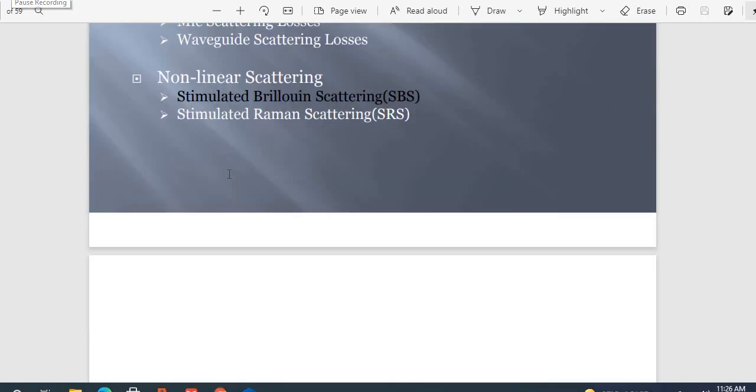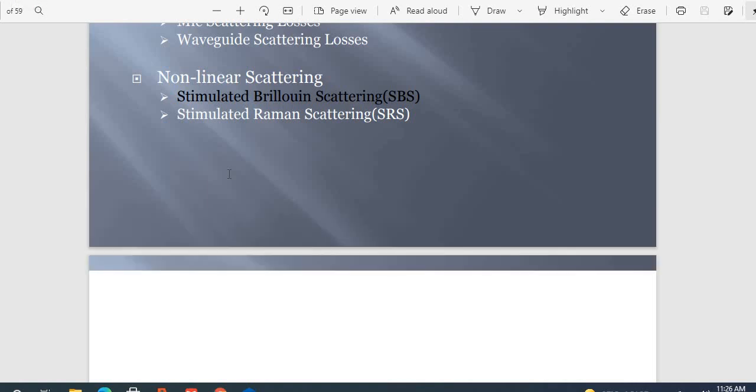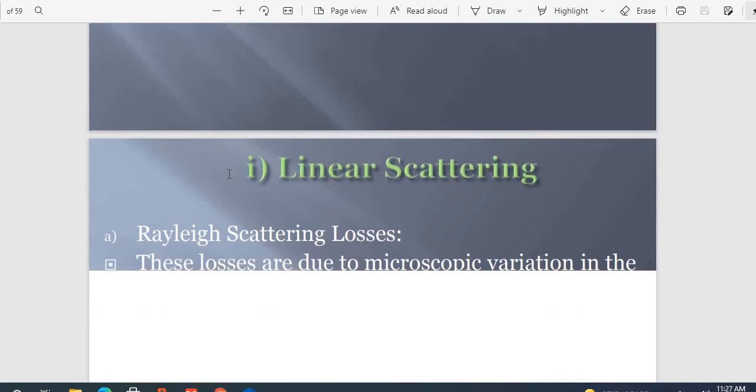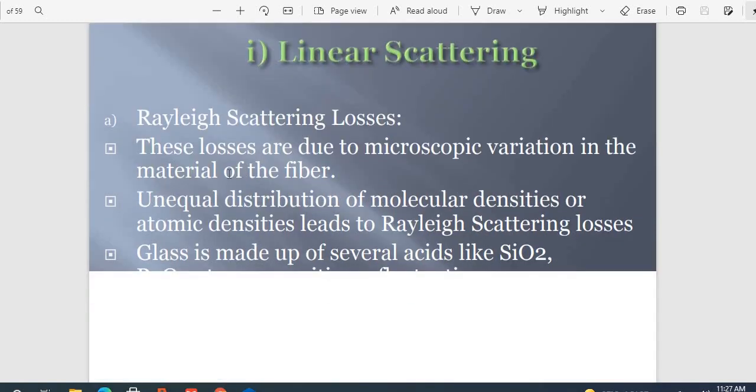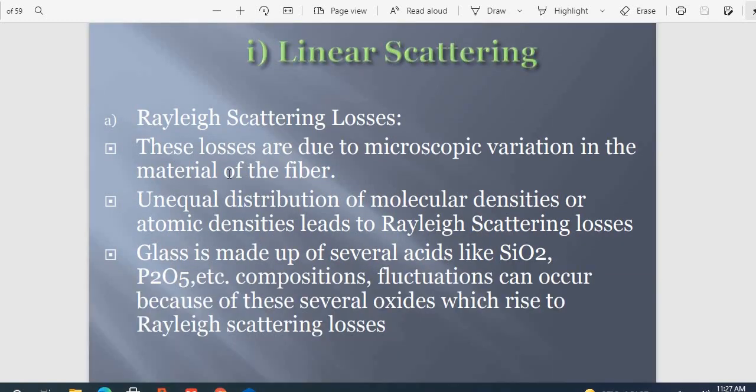Once we get the scattering losses, it also occurs based upon the phenomena of linear. So basically now we are going for linear scattering. What is the meaning of linear scattering, students? It occurs because of Rayleigh scattering losses. These losses are due to the microscopic variation, as we said just now. Whenever we take the microscopic variation, because of the unequal distribution of the molecules with respect to the density factor, whenever we want to see any of those parameters, we get the losses, right? So what is this loss all about?